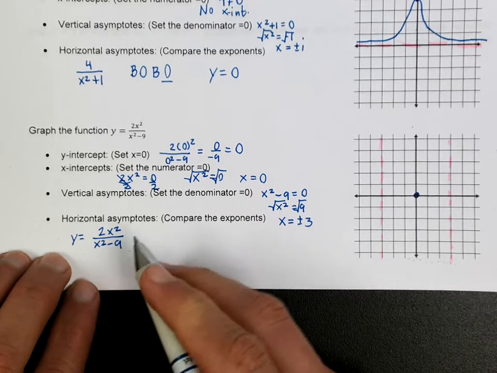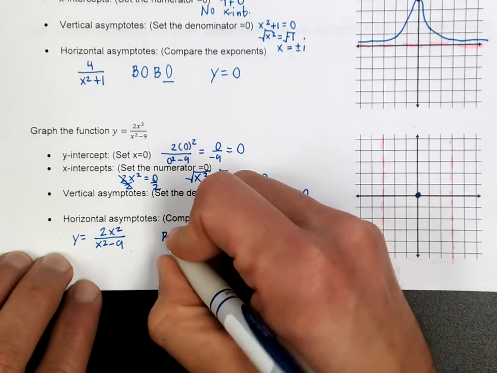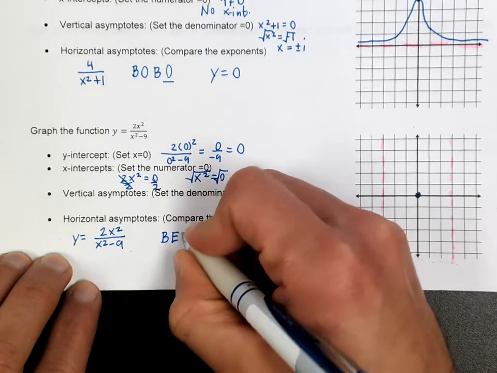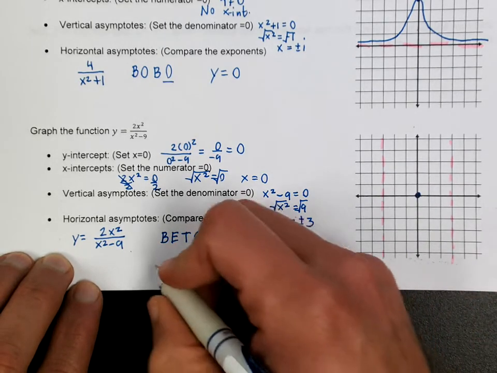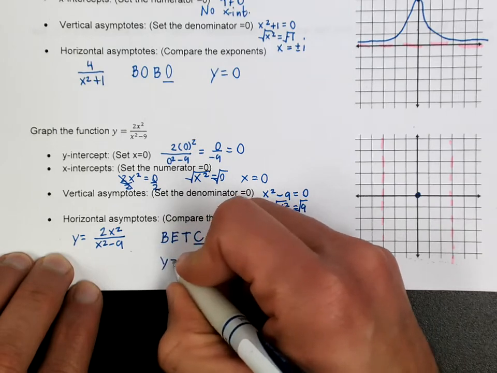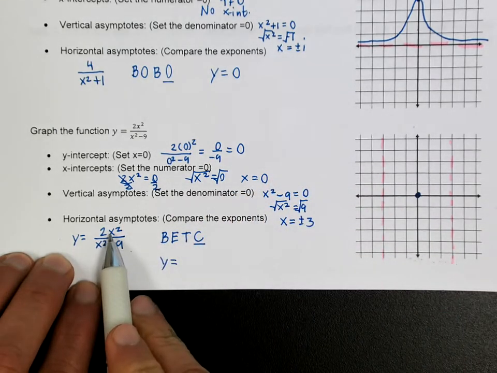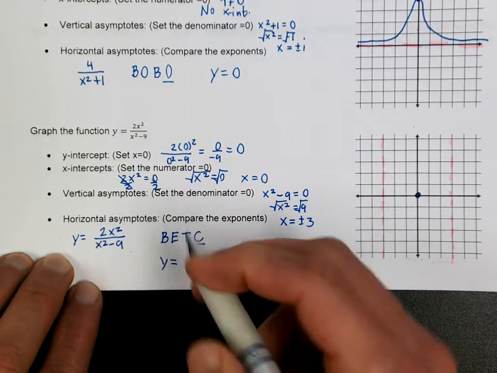So in this one, the degrees are equal, so the horizontal asymptote is the ratio of the coefficients. Alright, so when we talk about the ratio of the coefficients, what I mean is, go to that x squared, see what number is attached to it. In this case, it's a 2.